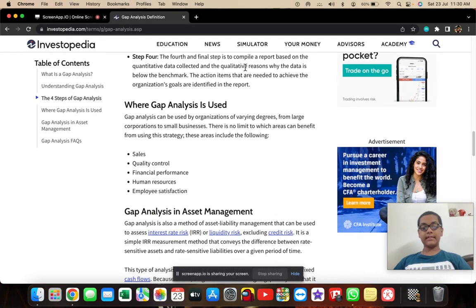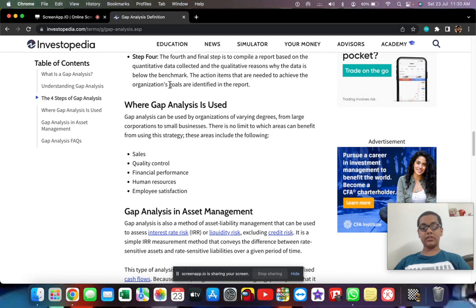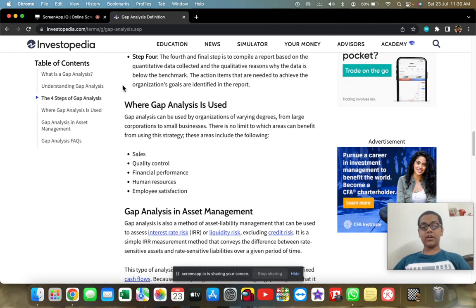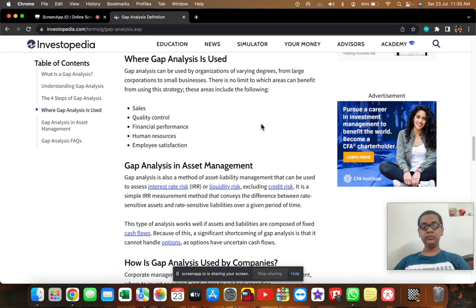Step 4. The fourth and final step is to compile a report based on the quantitative data collected and the qualitative reason why the data is below the benchmark. The action items that are needed to achieve the organization's goals are identified in the report.